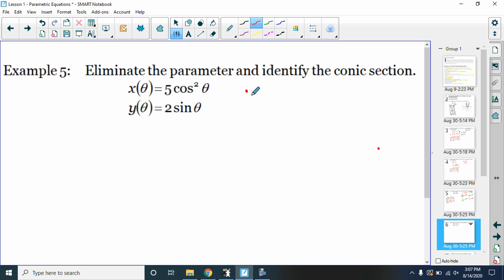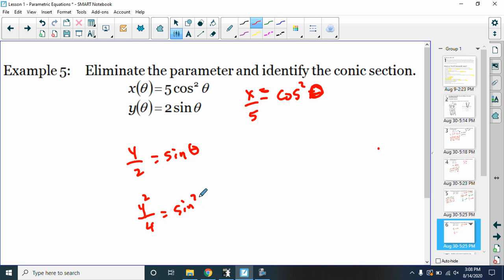Notice x is already squared, so we don't need to worry too much about that. We'll divide both sides by 5. So x over 5 is equal to cosine squared theta. Here we get y over 2 equals sine theta. So y squared over 4 is equal to sine squared theta.